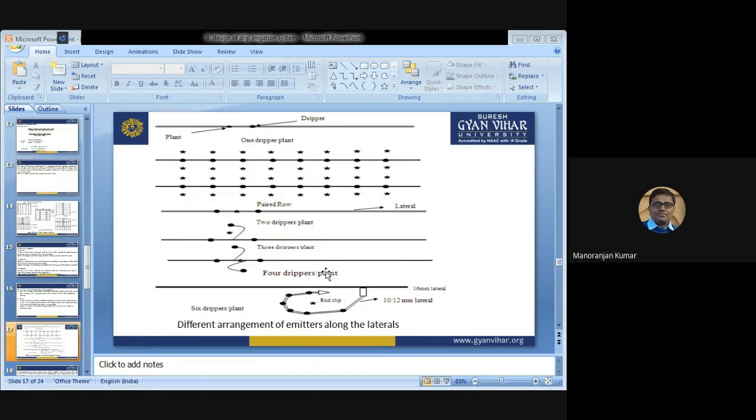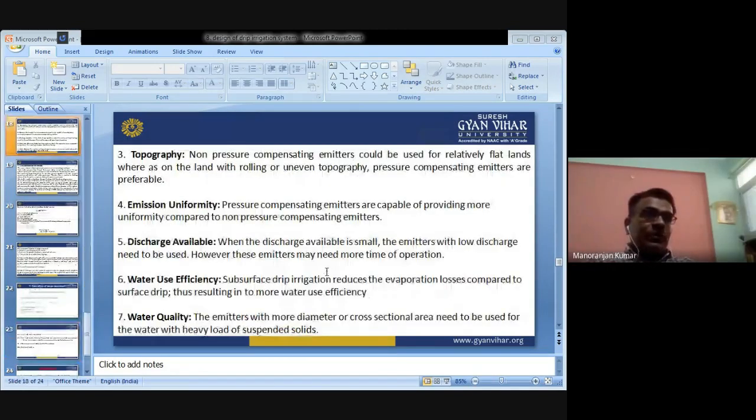Now the third is topography. Non-pressure compensating emitters could be used for relatively flat land, whereas on land with eroding or uneven topography, pressure compensating emitters are preferable. There are two types of emitters: one is pressure compensating, and the other is non-pressure compensating. First we will discuss the non-pressure compensating.